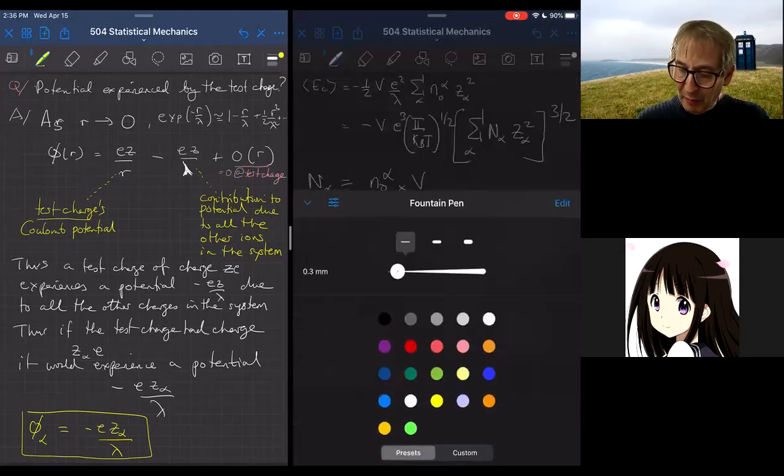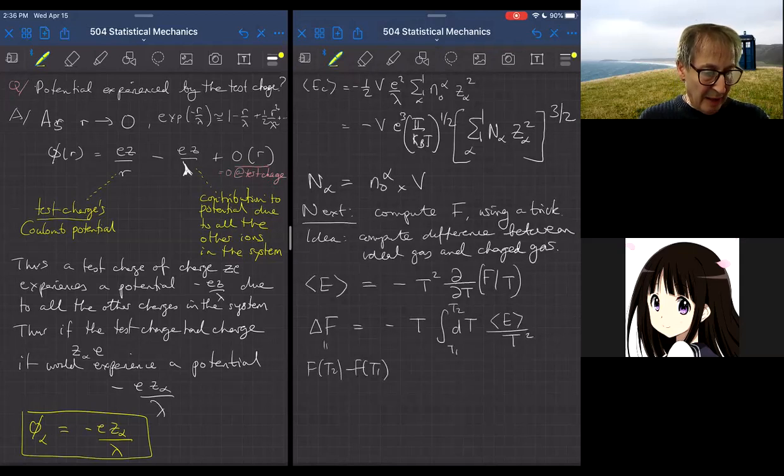And so what we then end up with is the result where I'm going to choose T2 to be infinity. So that means that F of T2 is just going to be the free energy of the ideal gas, because as we go to higher and higher temperatures, the Coulomb interactions become less and less important, and so the system will go to the ideal gas.